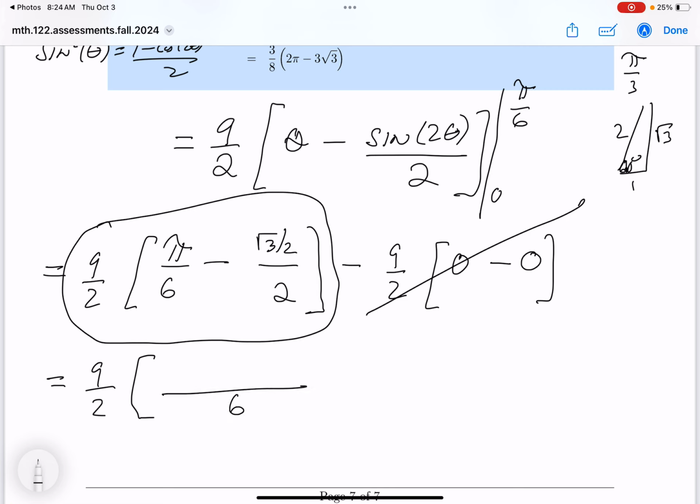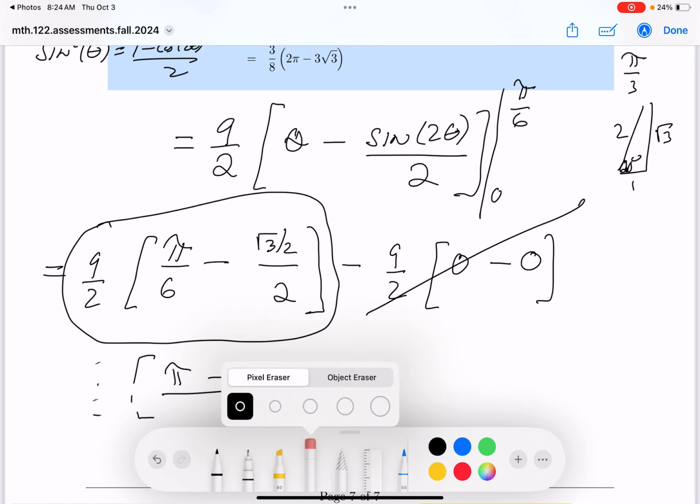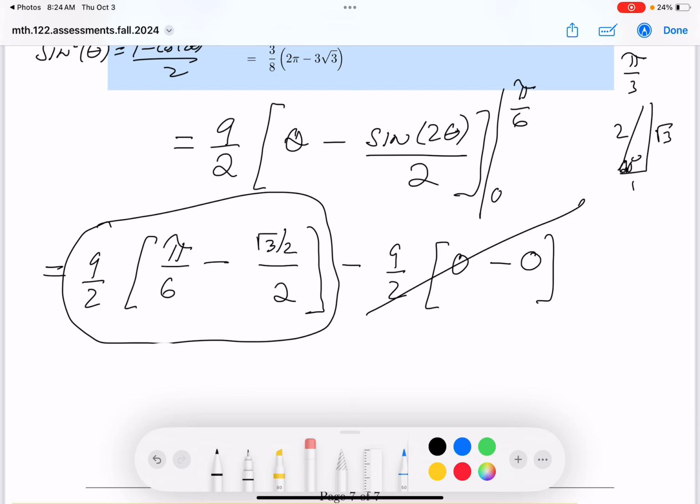I'm going to say 6. This would be pi. And what do you get over here? You know what? Let me get my eraser out. I noticed that there was something that I probably should have simplified before going forward. Let me get this eraser out. Go back over here. So 9 halves, pi over 6, minus, this is going to be root 3 over 4.